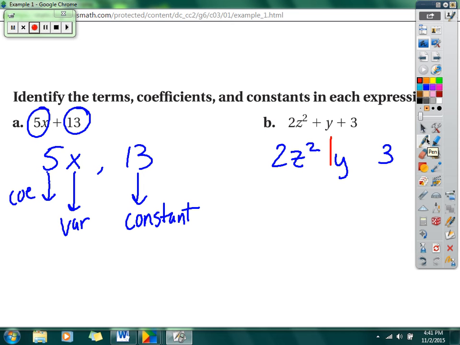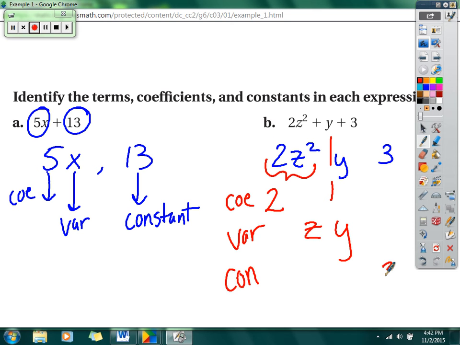So if I just look at 2z squared, okay, 2 is a coefficient, C-O-E, coefficient. Z is the variable, all right? If I look at my second term, 1 is the coefficient and y is the variable. And if I look at my last number, 3 is the constant. Okay, so hopefully that makes some sense to you guys and you understand those parts.